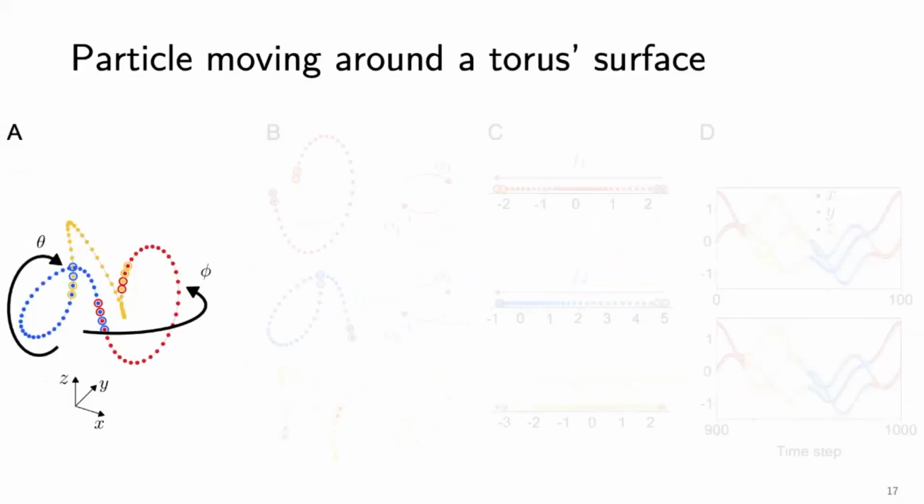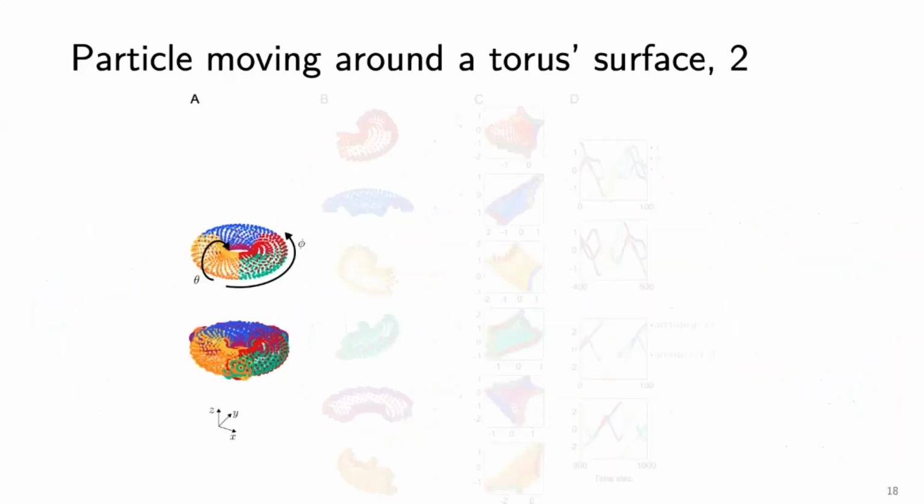Cool. Okay, so let's get to a slightly more difficult example. And maybe just for the sake of time, I'll skip ahead by one example. So here, in this example, we have a slightly more complicated system. So what we have is a particle, but now instead of moving around the circle, it's moving around the surface of a torus, or the surface of this donut.